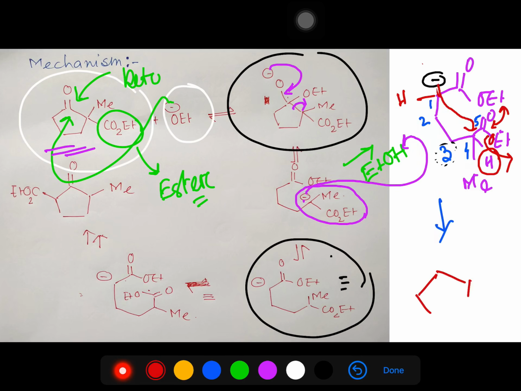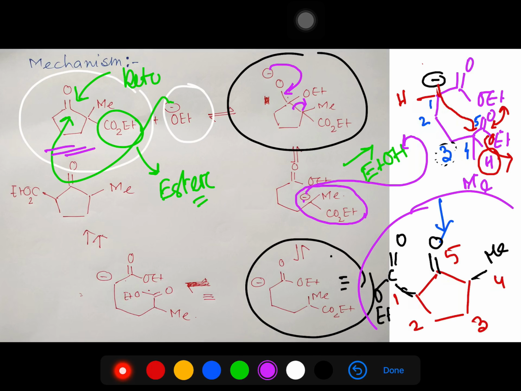So what is the 5? Let's draw the 5-member ring first. Okay, now put the numbers: 1, 2, 3, 4, 5. Fine. Now just put the substituents. Carbon 1 is attached to COOEt. Now numbers 2, 3, 4. Carbon 4 is attached to methyl. Okay, and carbon 5 is attached to the carbonyl group. So this structure is nothing but this one.